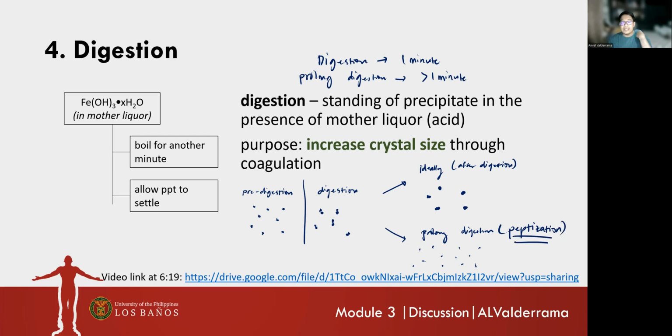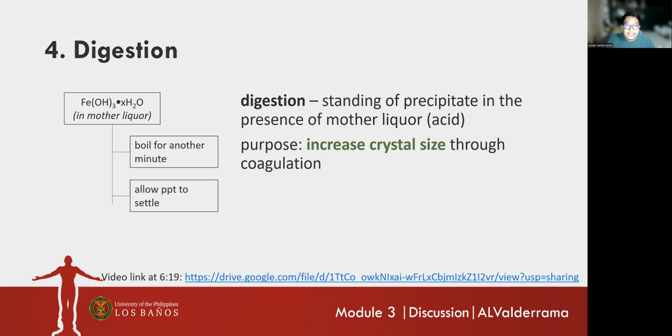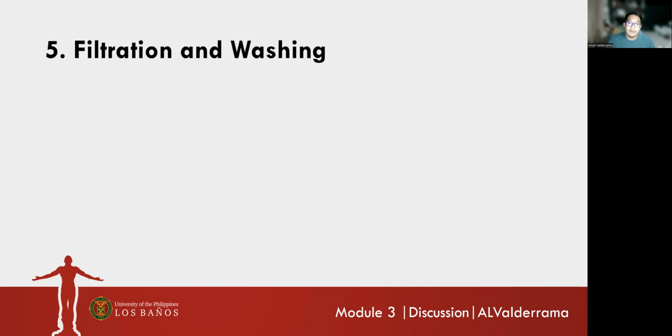Okay? So peptization is the phenomenon that happens during prolonged digestion. It is just like the reverse of coagulation. By coagulation, you increase the crystal size. By peptization, you go back to its colloidal form in the smaller crystal size. Okay? So after digestion, we'll now proceed to filtration and washing.